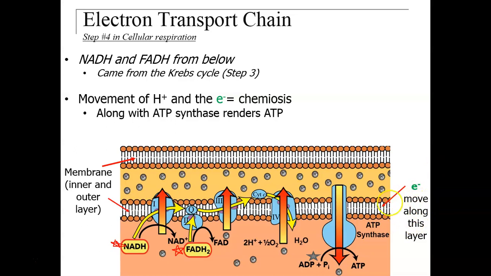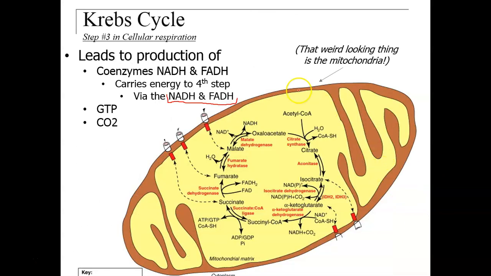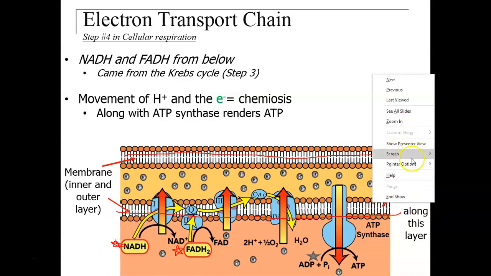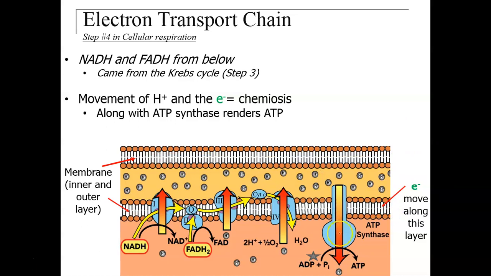Electrons move along this layer. So remember, the mitochondria. See this thing here? We see there's one layer here and 2 layers here. If I take that here and I enlarge it, this is what it looks like. Here's that one layer. Here's that second layer. So electrons move along this layer.